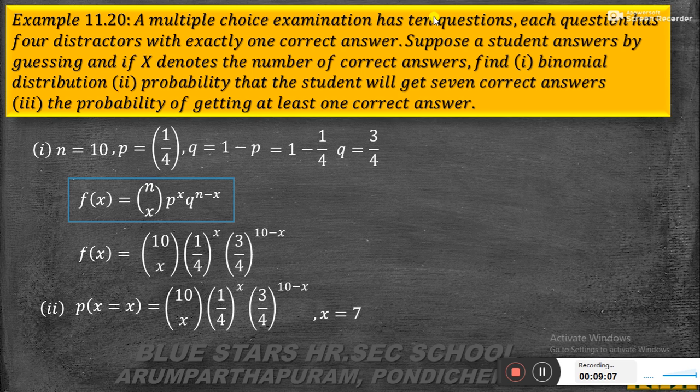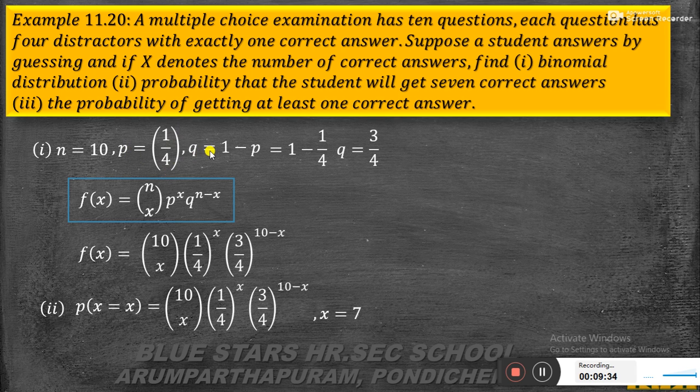So the number of questions is n equal to 10. Next, p equal to 1 by 4, because there are 4 choices. Out of 4 choices, one is the correct answer. So out of 4, the number of sample space, n of s, is equal to 4, and only one answer is correct. So the probability of success is 1 by 4.